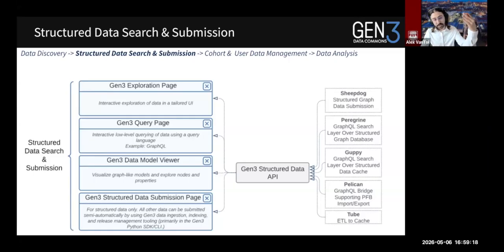And on top of Elasticsearch sits Guppy, which exposes the same GraphQL interface, but over the Elasticsearch data. Guppy is actually what the exploration page is built on. So all of those facets where you're clicking different things and typing in different filters, that is interacting through Guppy over the cache to get you that really fast faceted search.